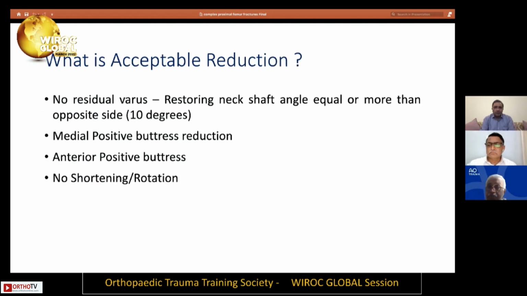So what is an acceptable reduction in such fractures where there are multiple fragments? We should not accept any residual varus. It's important to restore the neck shaft angle, which is either equal to or a little more than the opposite side. In reduction, we should have a medial positive buttress reduction as well as an anterior positive buttress reduction. There should not be any shortening or rotation. I will just expand on these points.